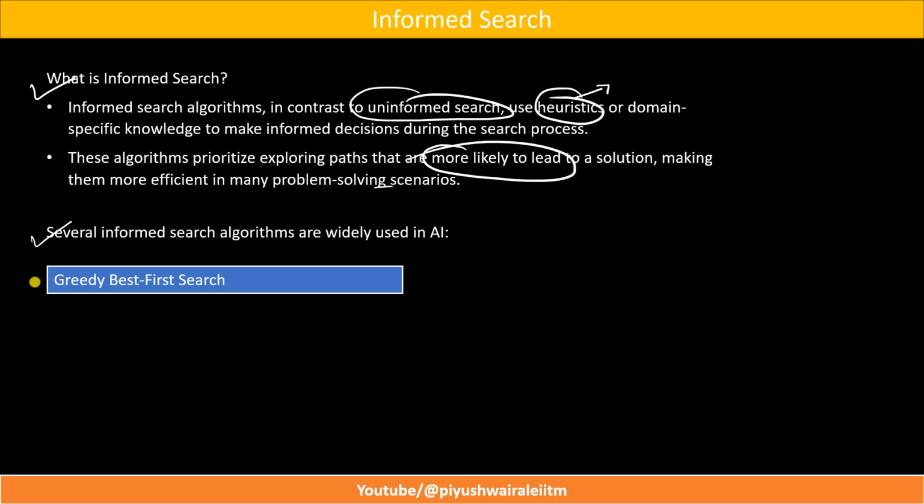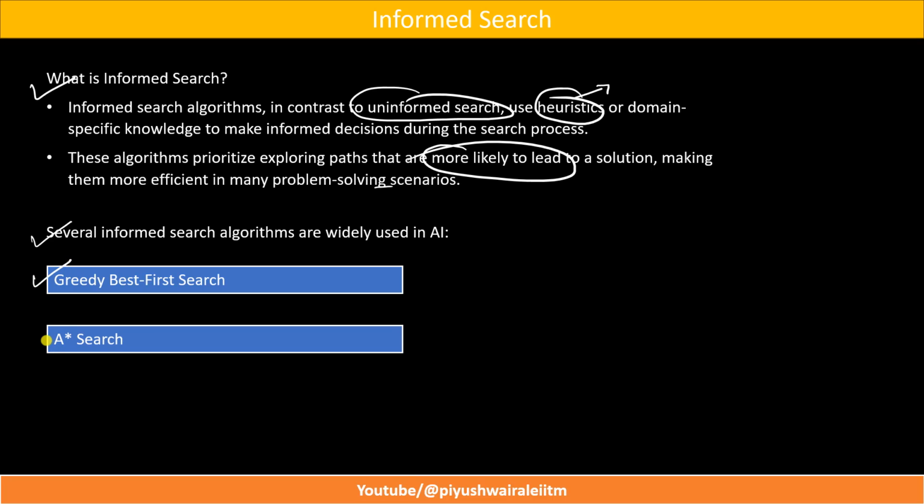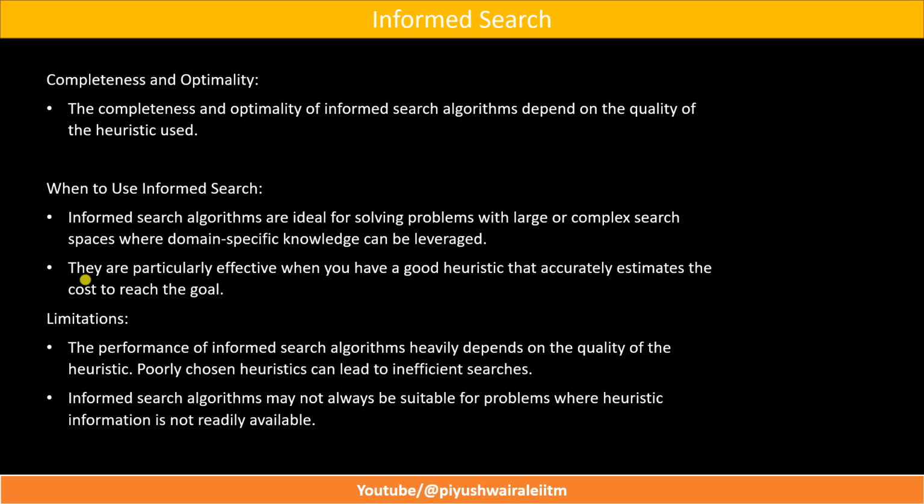So the first one is greedy best first search, and the other is A star search. Okay, we'll discuss this in detail as we move on in our lecture series. Now, same terminologies: completeness and optimality. The completeness and optimality of an informed search algorithm depends on the quality of the heuristic used.